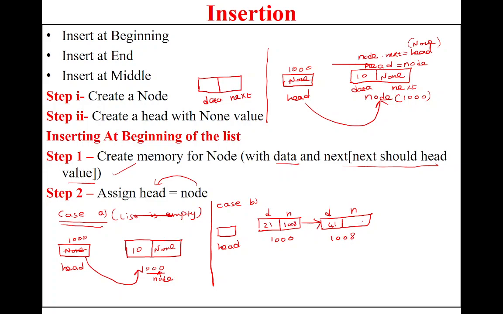What is the value over here? This is the last node, so None will come. What is the head value? The first node address. What is the first node address? 1000. So 1000 will come. Okay, so we have the linked list like this.